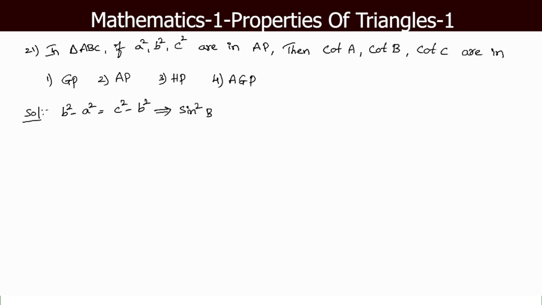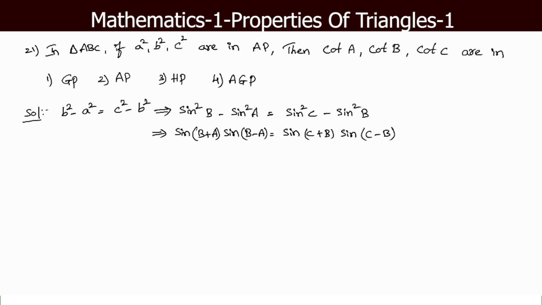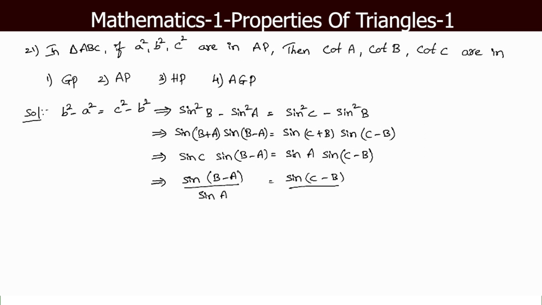Now, by hypothesis, because a square, b square, c square are in AP, b square minus a square is equal to c square minus b square. That implies sin square b minus sin square a is equal to sin square c minus sin square b. Again, same simplification: sin(b plus a) into sin(b minus a) is equal to sin(c plus b) into sin(c minus b). So, that is sin c into sin(b minus a) is equal to sin a into sin(c minus b). This shows that sin(b minus a) by sin a is equal to sin(c minus b) by sin c. So, this will give you sin(a minus b), multiply both sides with 1 by sin b.